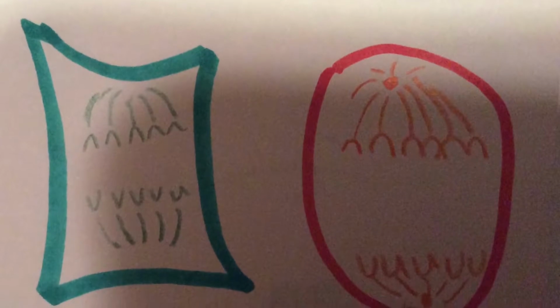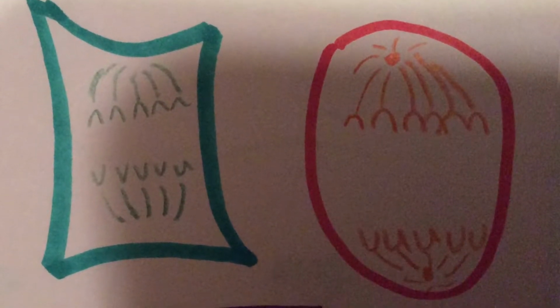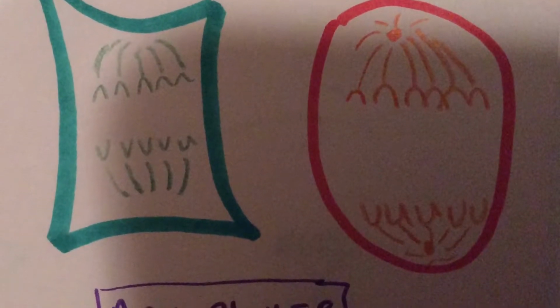The centromeres divide, and the single-stranded chromosomes, now consisting of one DNA molecule each, move to opposite poles. This happens during the anaphase.